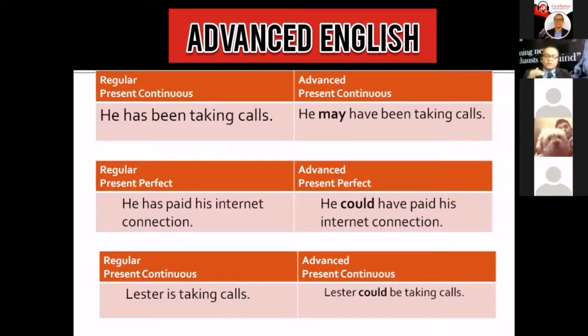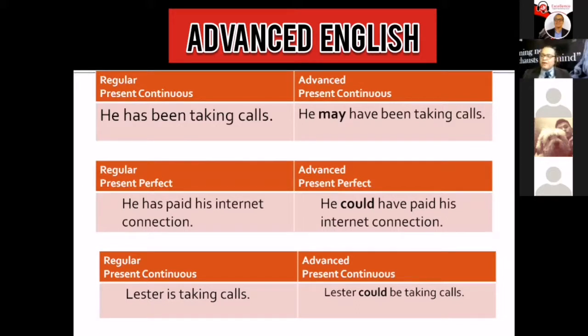So if you want to upgrade your English, if you want to upgrade your structuring, you're going to put a modal verb. It's an upgrade. Do you need it? Not always. But if you put it, it just makes the thing so much better, you know? The three tenses that we had here on the slide: on the left, we have the regular structure that we get taught. And here on the right, we have the C1, advanced structure.